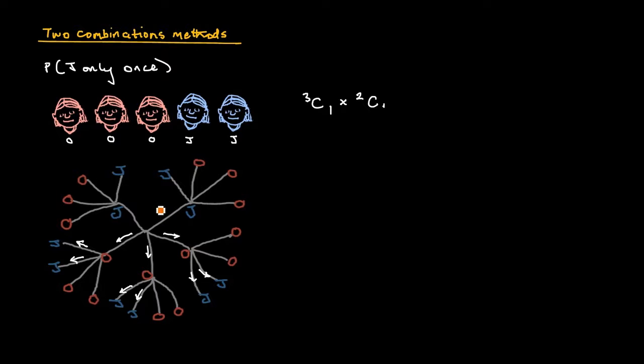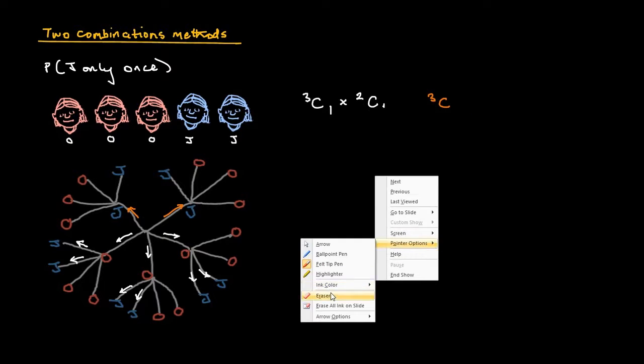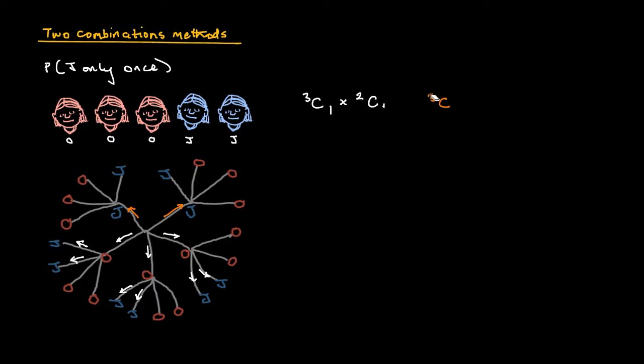So we're either doing this or we're doing this. We're going up here or up here. So that would be 3 choose, sorry, it's not 3, it's 2. So in this case we've got 2 choose 1, times 3 choose 1.